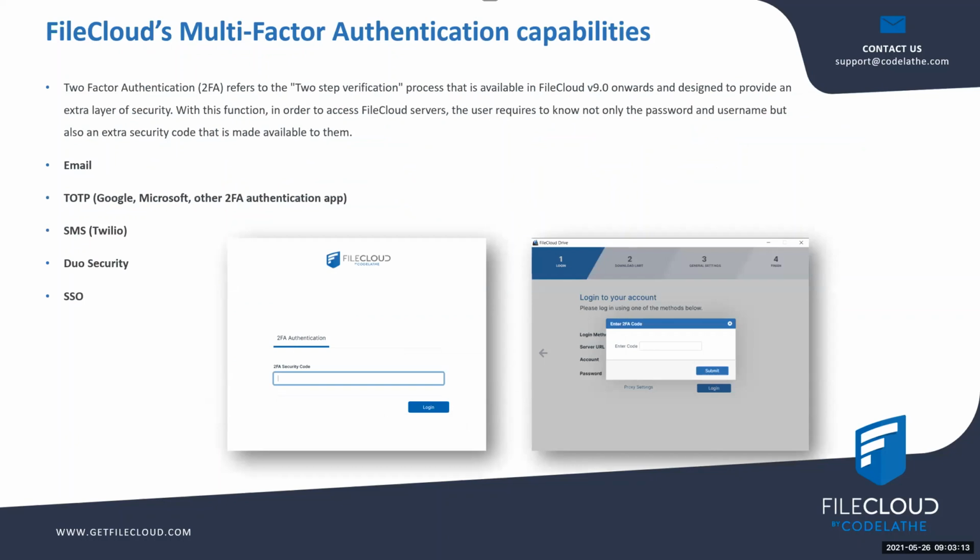Now, within the security capabilities, FileCloud supports multiple factor authentication. Two-factor authentication refers to the two-step verification process, right? That is designed to provide an extra layer of security. With this function, in order to access FileCloud servers, the FileCloud web user portal, or the desktop client, the user is required to know not only the password and the username, but also an extra security code that is made available to them. This way, the system can validate that the user is who they say they are.